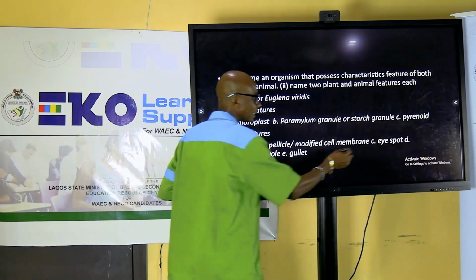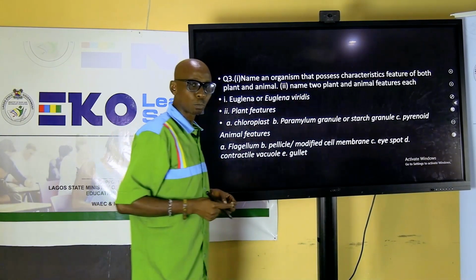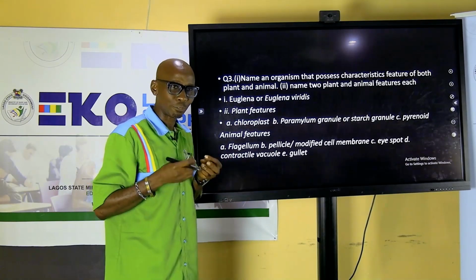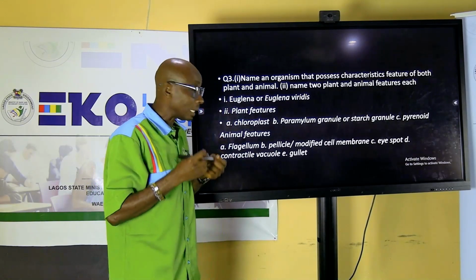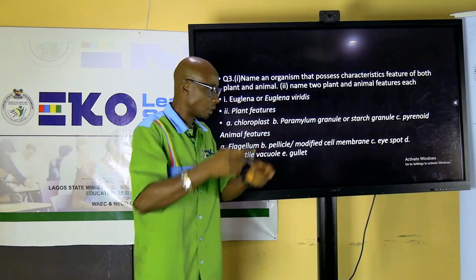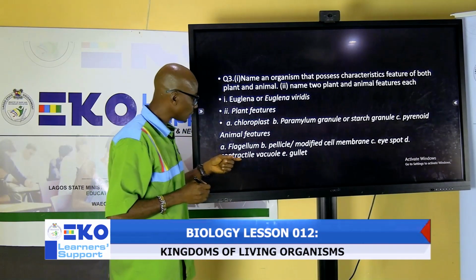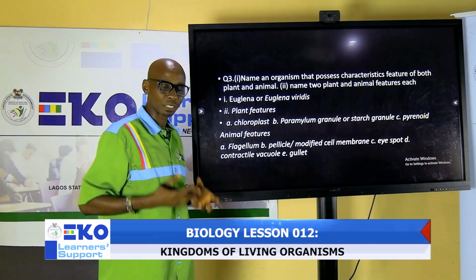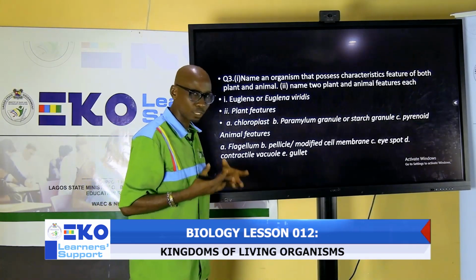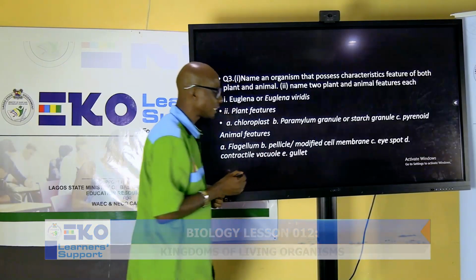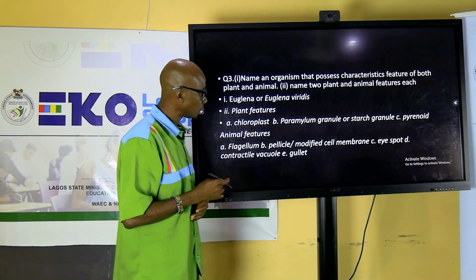Then it has the eye spot. The eye spot is needed for sensitivity to light. It functions like the eye. Anywhere there is light, it moves towards it. Then it has a contractile vacuole. Contractile vacuole is needed for excretion, to remove excess water. And it also has a gullet. The gullet is for passage of food into the organism.